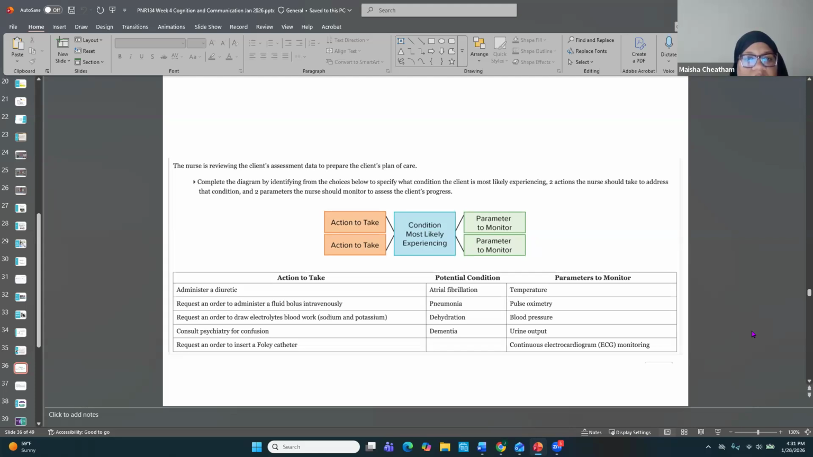But when we request a Foley catheter, we're not necessarily watching out for the output. Well, he already went to the bathroom. He's urinated, voiding by himself, so he wouldn't need a Foley catheter. He's not retaining urine. We're just trying to see.